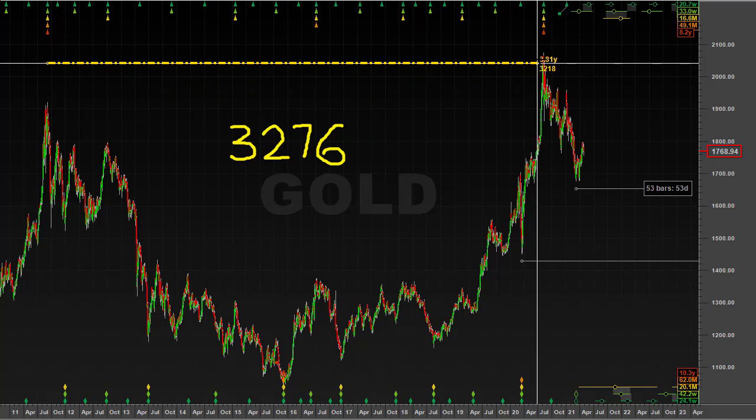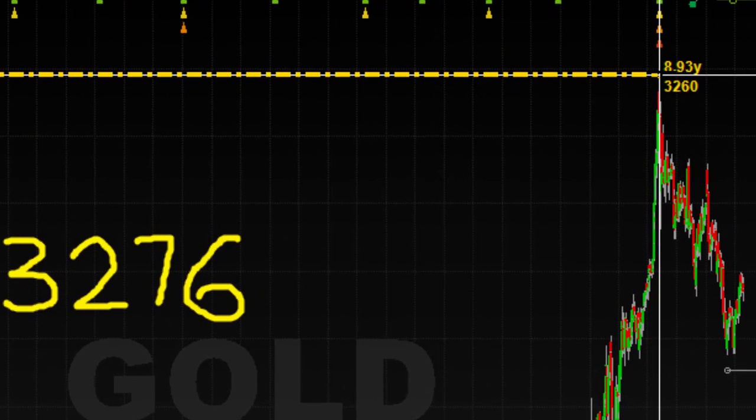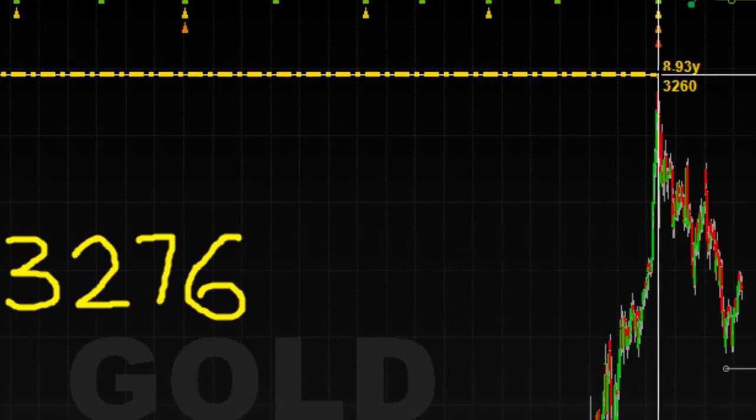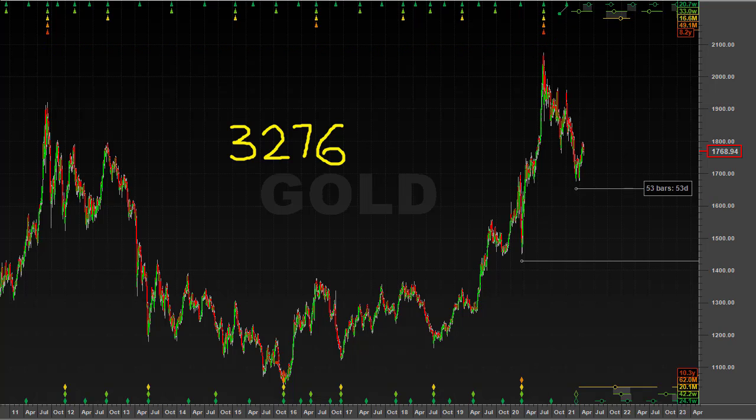And if we measure the length of this cycle from peak to peak, making the assumption, of course, that the peaks are synchronized and not the troughs, then you can see we end up with a length of 3,260 days. So in fact, it was only 16 days short of the average 9-year cycle period, which increases my confidence in the fact that this was probably a 9-year cycle peak.